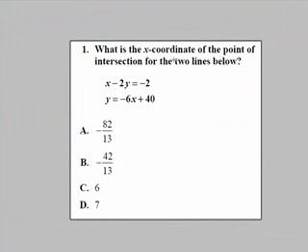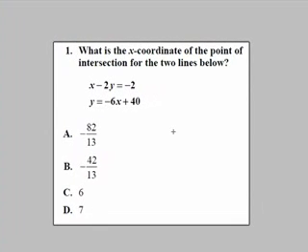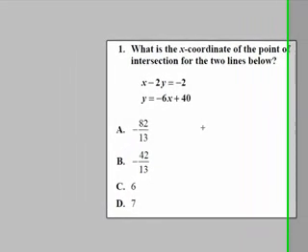Alright, so for the first one, it says, what is the x-coordinate of the point of intersection for the two lines below? In this problem here, we're dealing with the linear system. And if you recall, three ways to solve a system is by graphing, elimination, or substitution. Now, it's more than obvious that substitution is the ideal way to solve this problem, since the second equation is already solved for the y variable. In other words, y equals negative 6x plus 40.